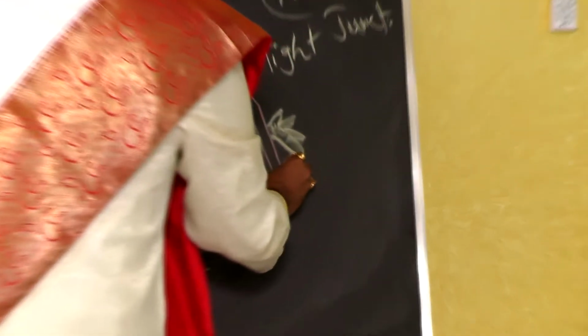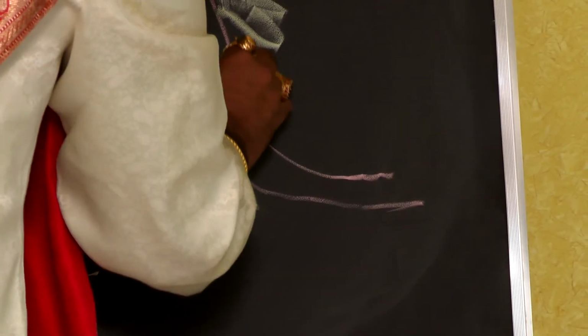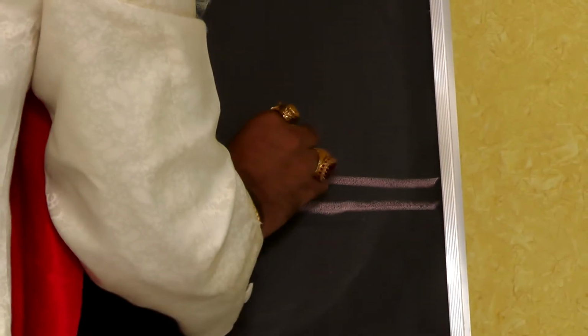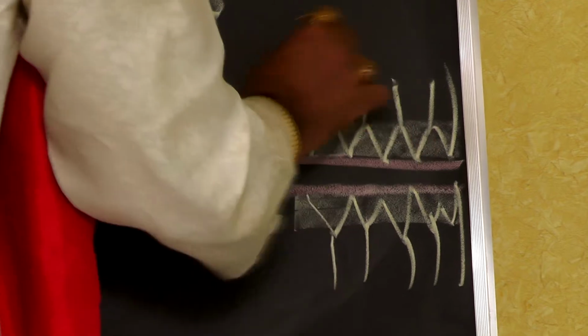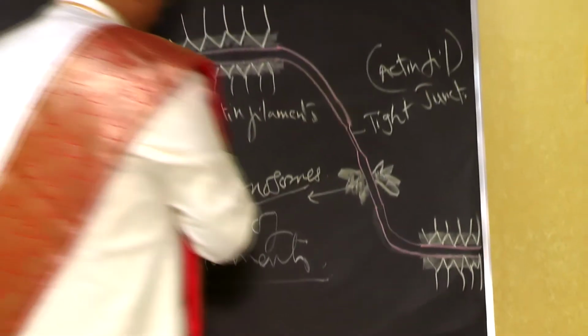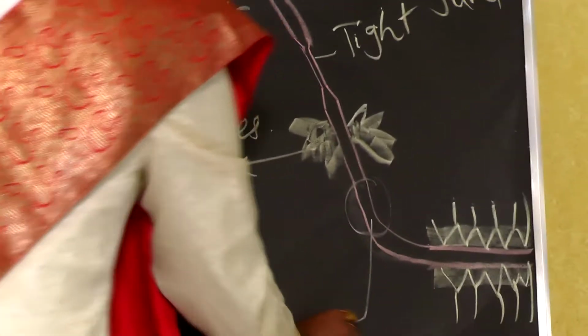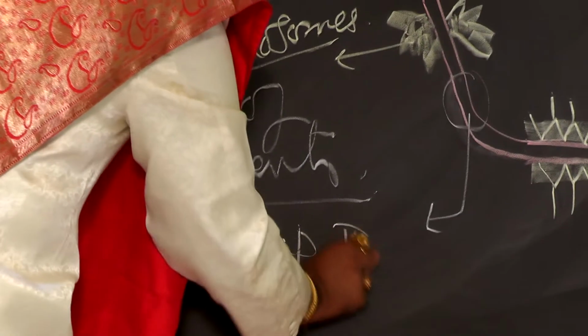And again, next to these desmosomes, we have the gap junctions. So here you are getting the gap junction. Now again, we have the cell membrane, and then the dense cytoplasm. Here you have the actin filaments, right? These are the actin filaments. And here you call them the gap junctions.